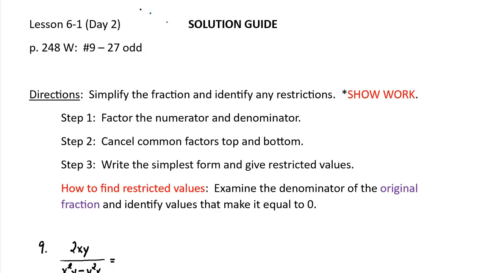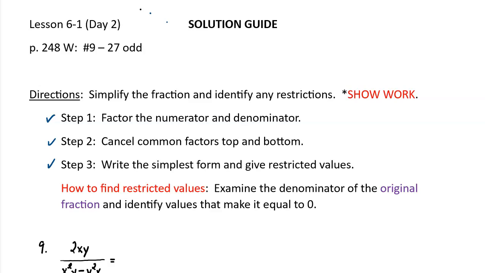All right, in our presentation yesterday, we learned that it's a three-step process to simplify an algebraic fraction. Step 1, factor the numerator and the denominator if they are not already in factored form. Step 2, cancel with slash marks common factors top and bottom. Step 3, write the answer and give restricted values.